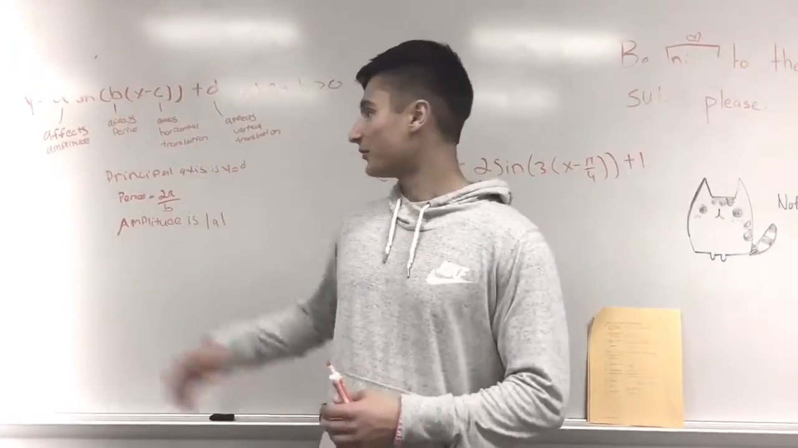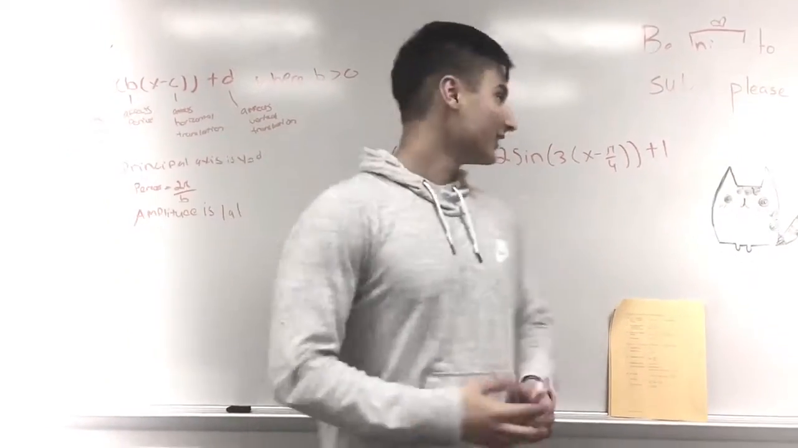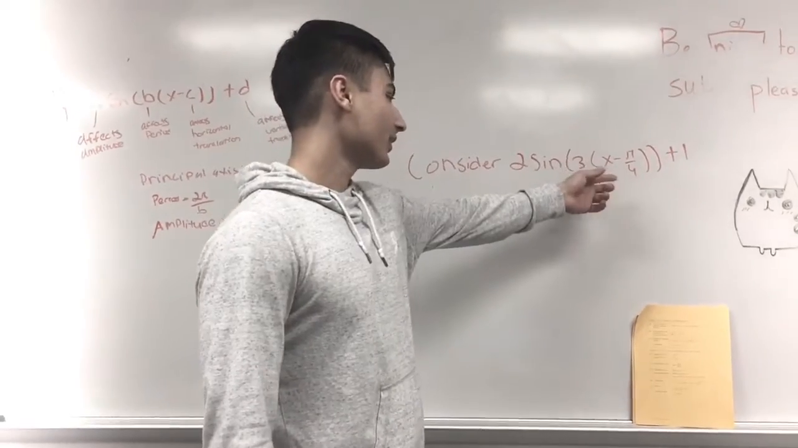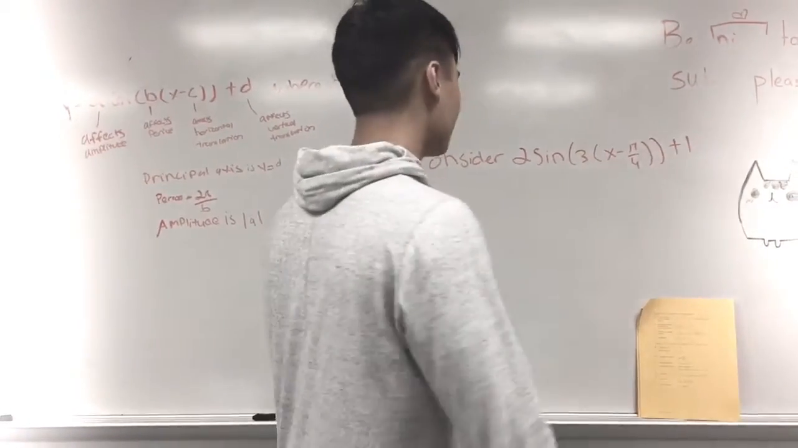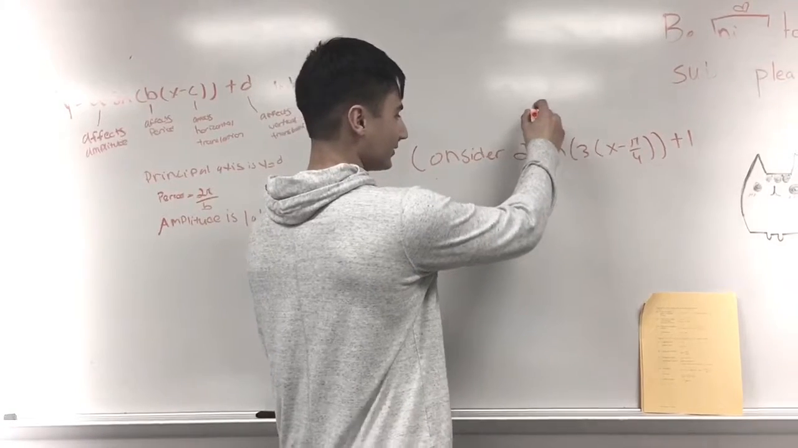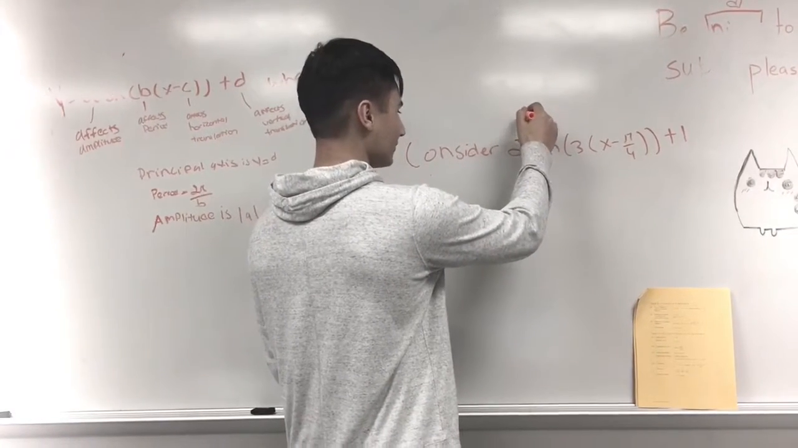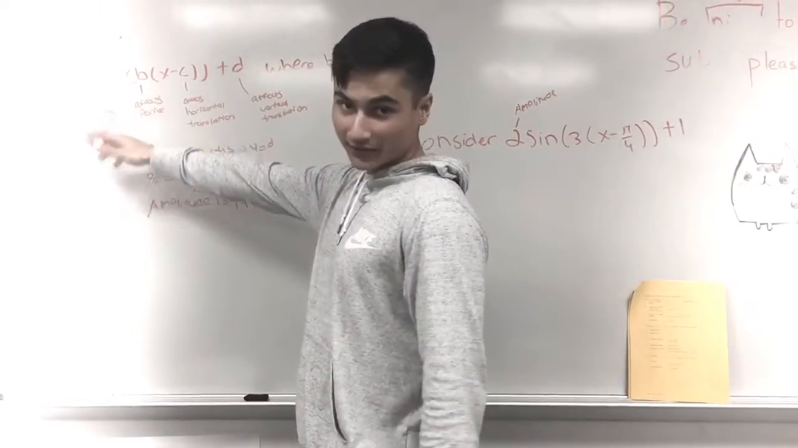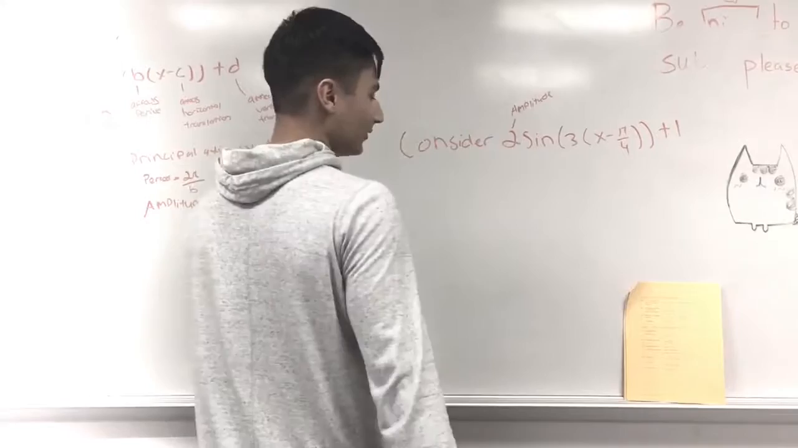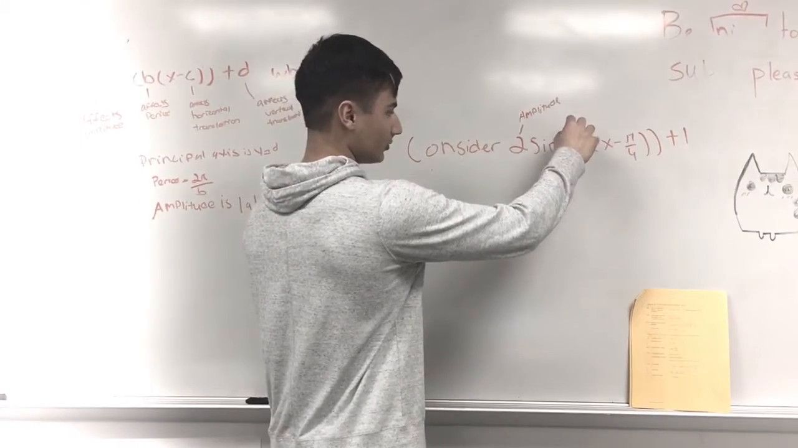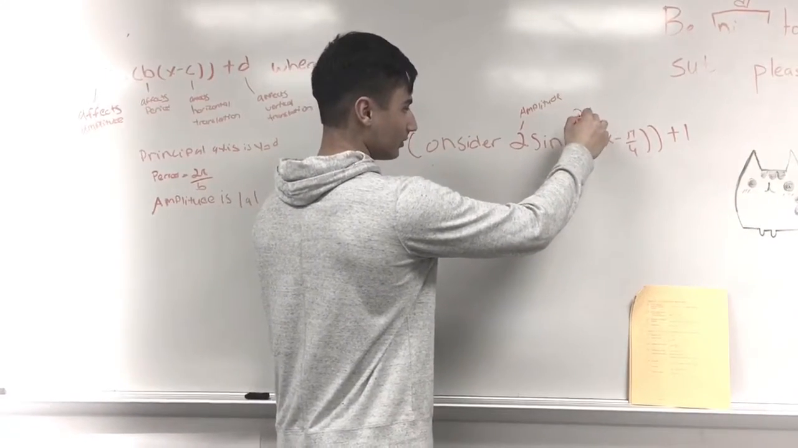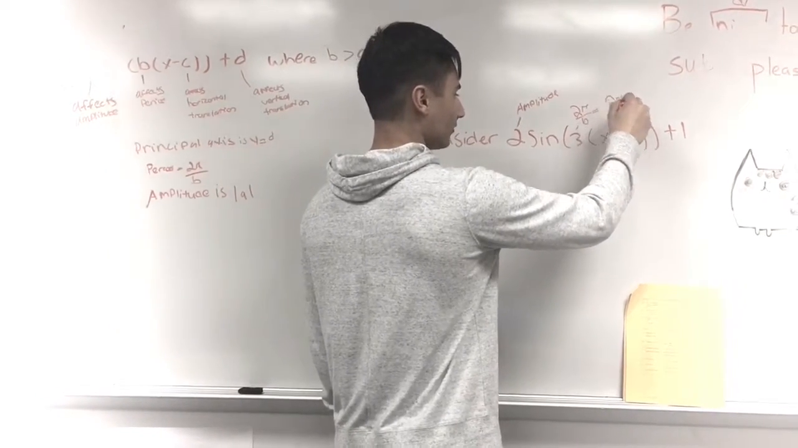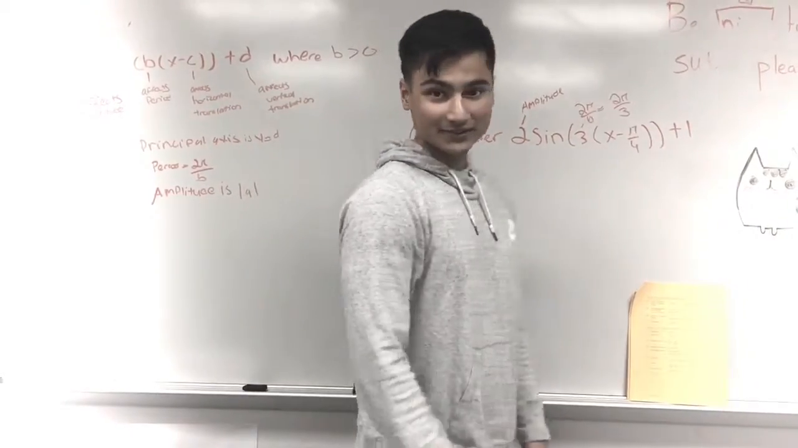Alright, now we're going to apply the stuff we just talked about to this function right here. Consider the function 2 sine (3x minus pi over 4) plus 1. The amplitude is the absolute value of a, so the amplitude would be 2, because a affects amplitude. To get the period, 2 pi over b equals the period, so this would equal 2 pi over 3. That would be your period.